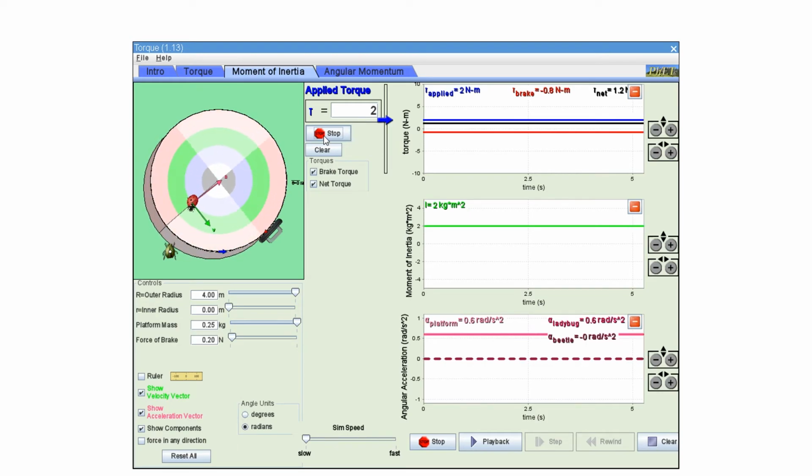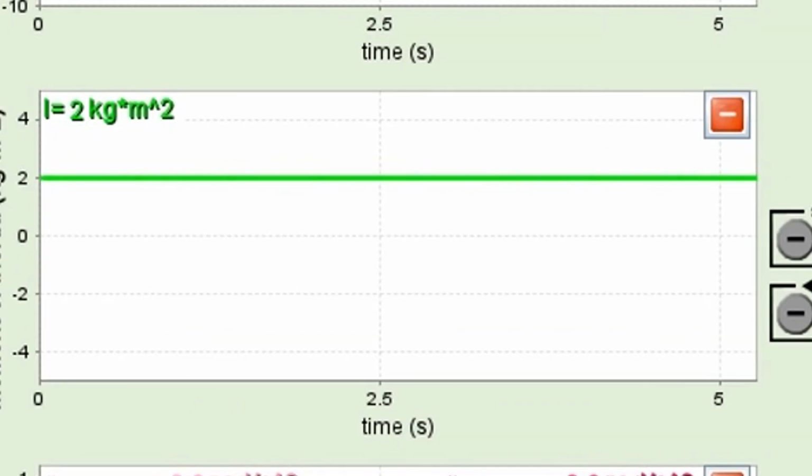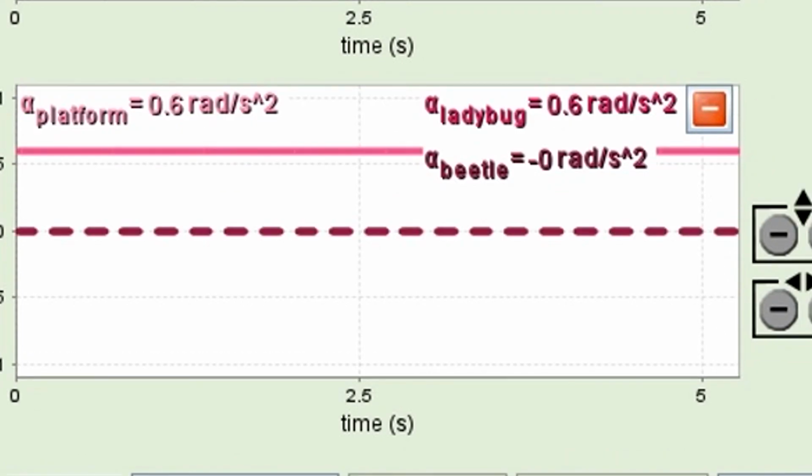In the first graph we can see the three go straight. The force applied was 2 newtons, the friction was minus 0.8 newtons, and the net force was 1.2 newtons. In the second graph we can see that the moment of inertia is the same all the time, with 2 kilograms. And in the third graph, the angular acceleration of the ladybug and the platform are both equal, with 0.6.